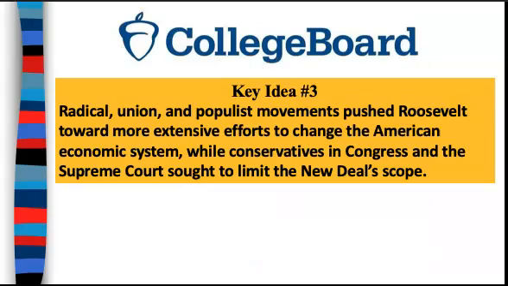Leading us now to key idea number 3. Radical, union, and populist movements pushed Roosevelt towards more extensive efforts to change the American economic system, while conservatives in Congress and the Supreme Court sought to limit the New Deal's scope.